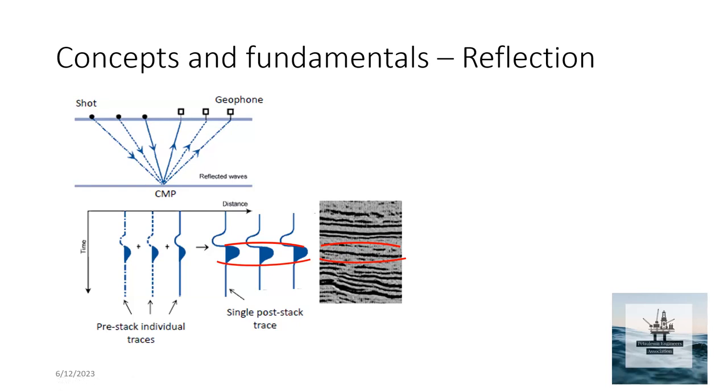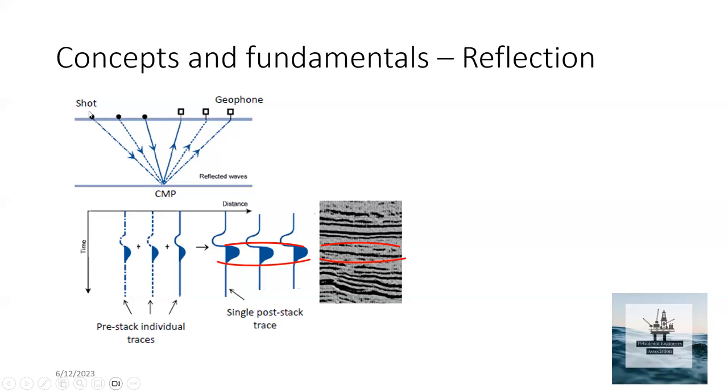So the common midpoint represents the midpoint between the shot and receiver. Under this common midpoint here, let's imagine that we are drawing a trace, like this one. So this is the distance x, the offset, and the time x. What is the offset? The offset is the distance between the shot and receiver.